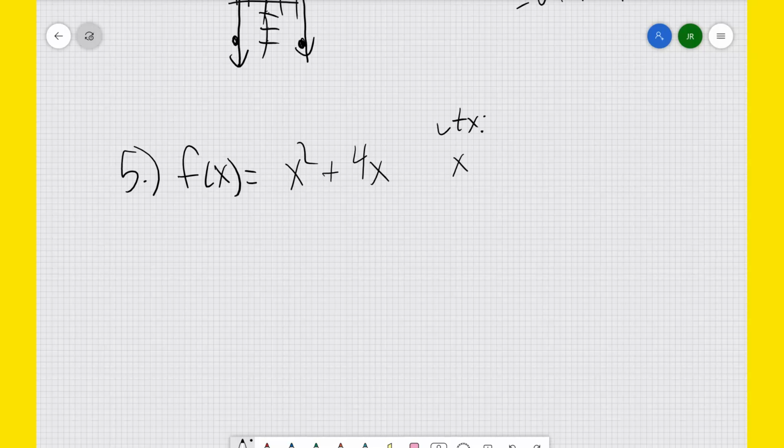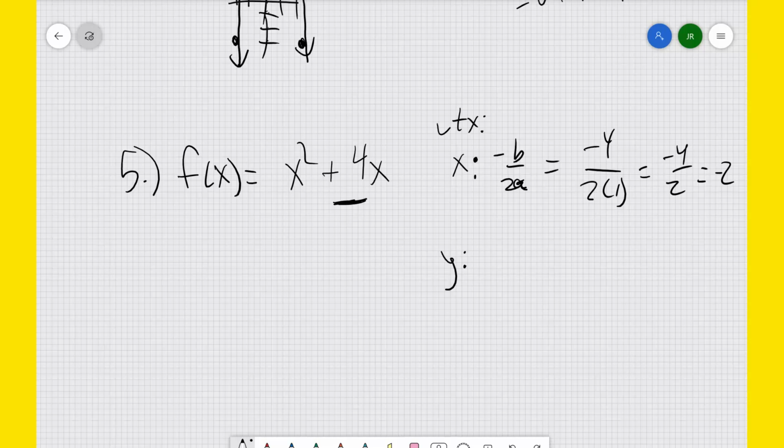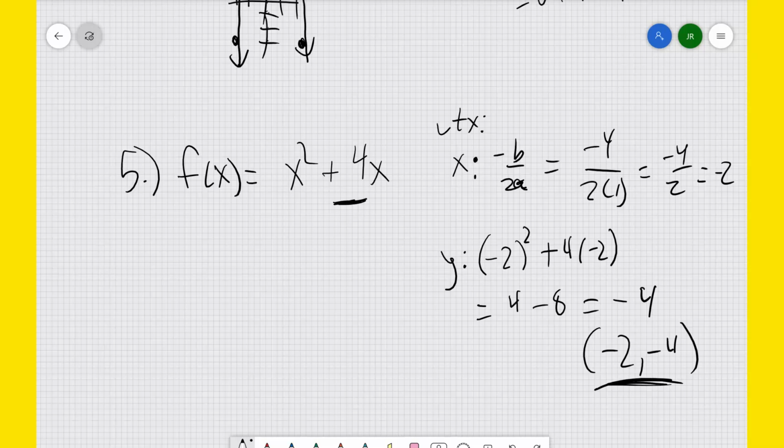Vertex, x coordinate, negative b over 2a. In this case, what is b? b is the 4 right there. Negative 4 over 2 times 1, which is negative 4 over 2, which is negative 2. The y coordinate, plug negative 2 in, negative 2 squared, plus 4 times negative 2. That's going to be positive 4 minus 8. That's going to be negative 4. So my vertex is negative 2, negative 4.